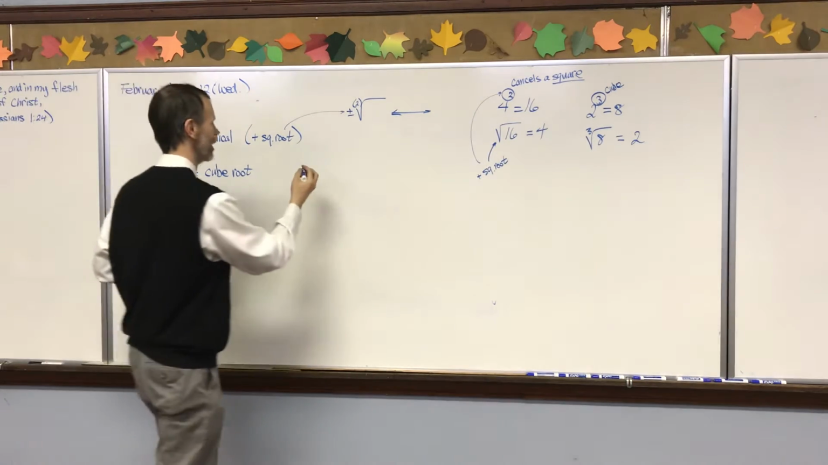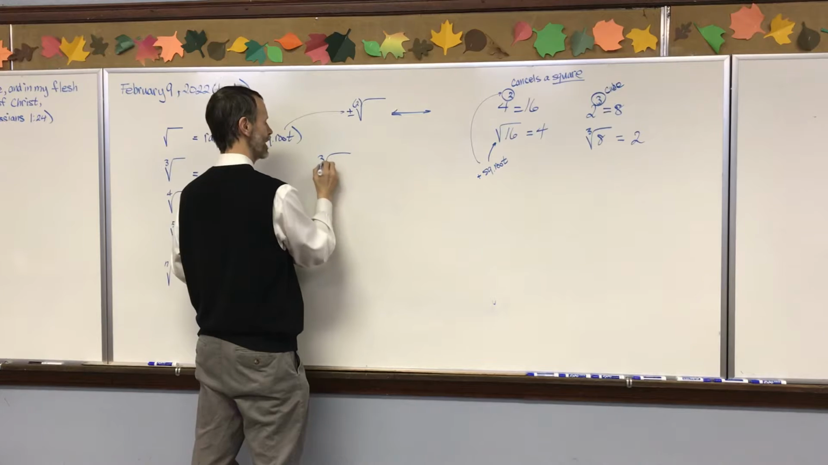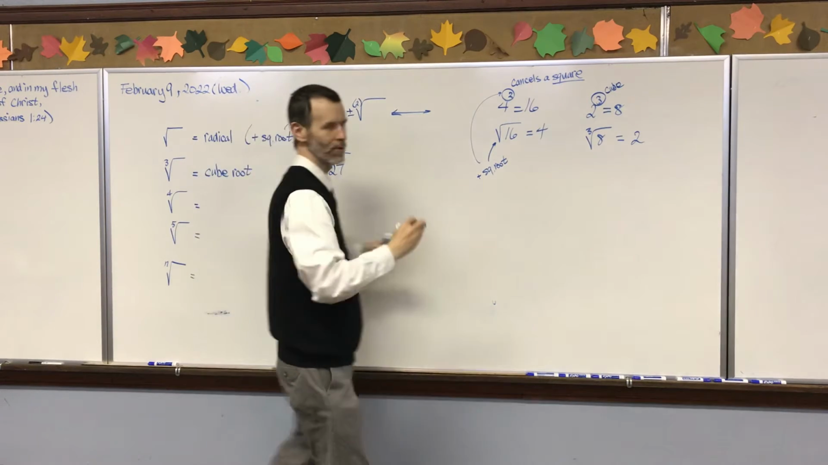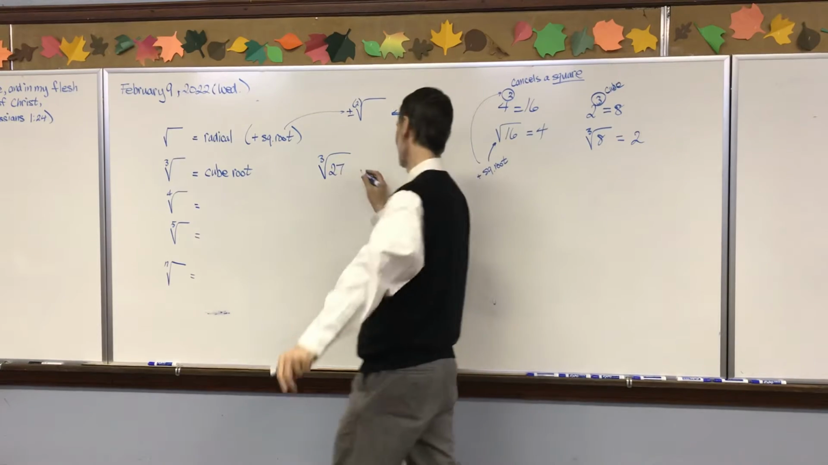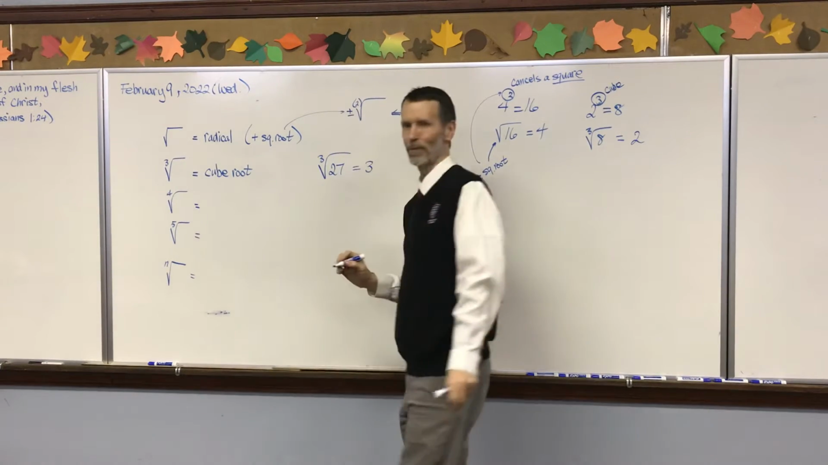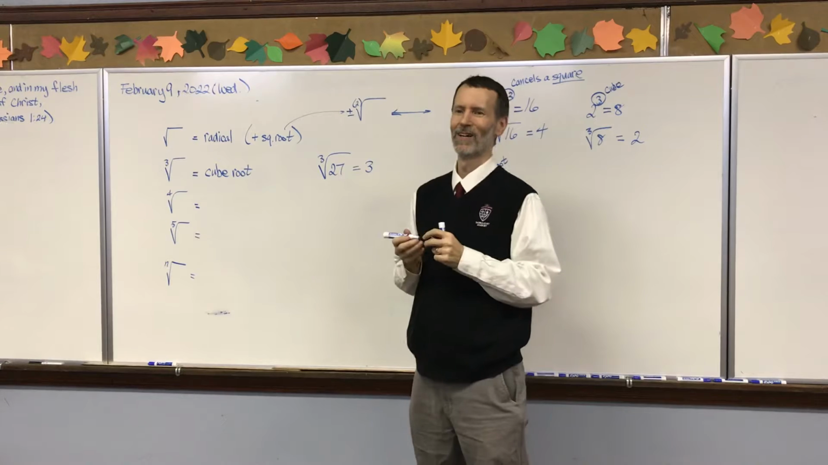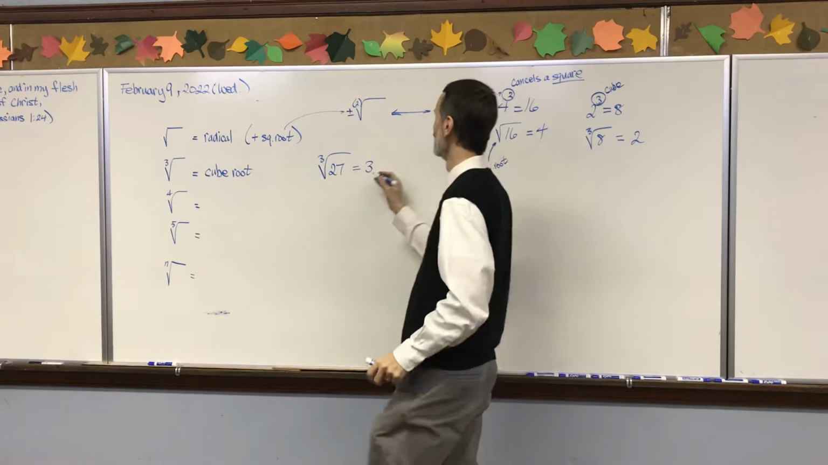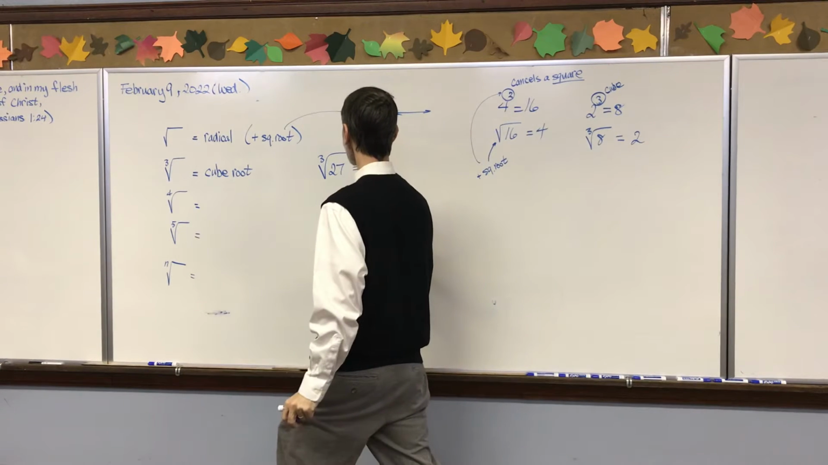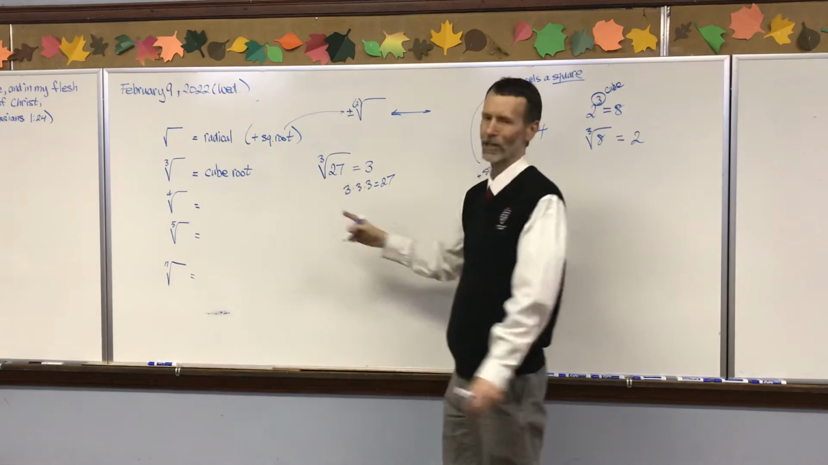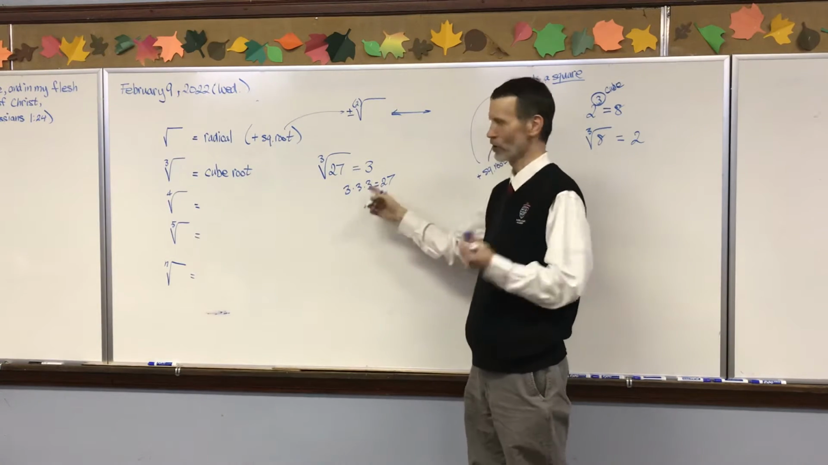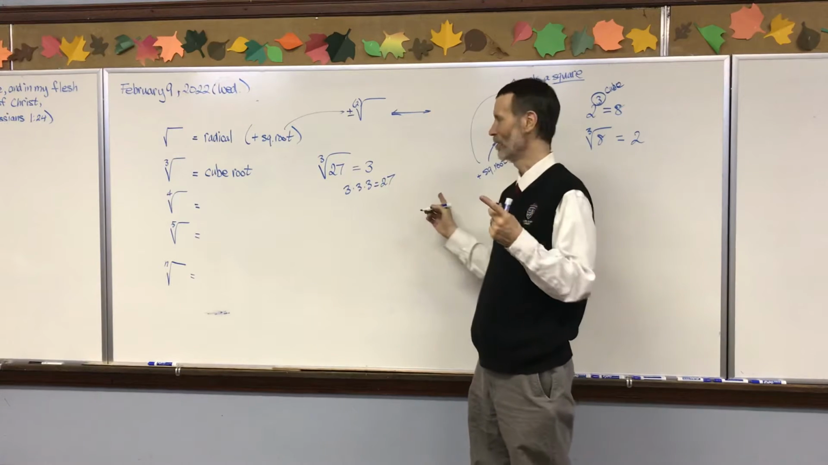For example, does anybody happen to take a guess at the cube root of 27? 9. Close. 3. Prove it. 3 times 3 is 9. 9 times 3 is 27. Right. Because 3 times 3 times 3 is 27. You have to have 3 of them for a cube root. 2 of them for a square root. 3 of them for a cube.